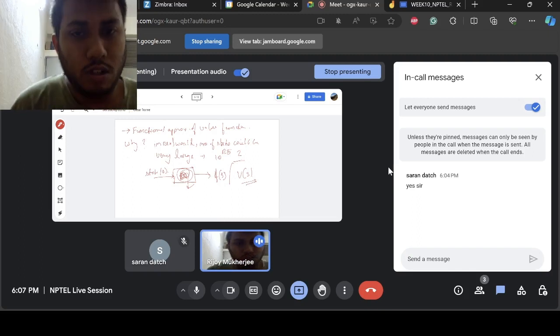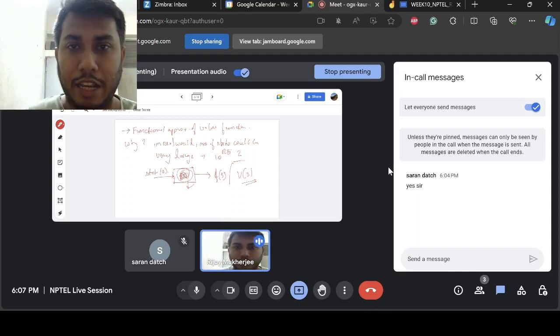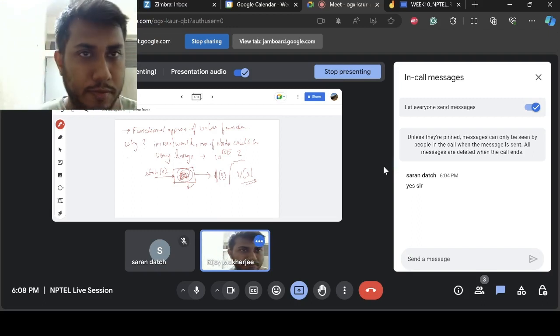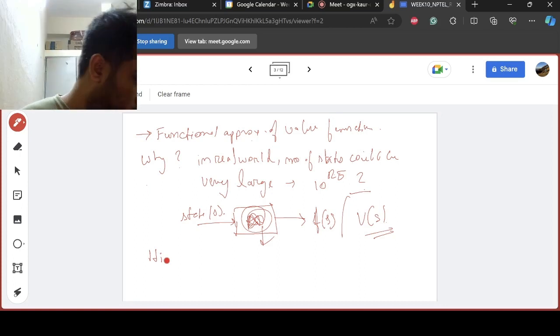So this week, we were also introduced to another such technique of reducing the number of states, which we called hierarchical approximation, like hierarchical reinforcement learning.